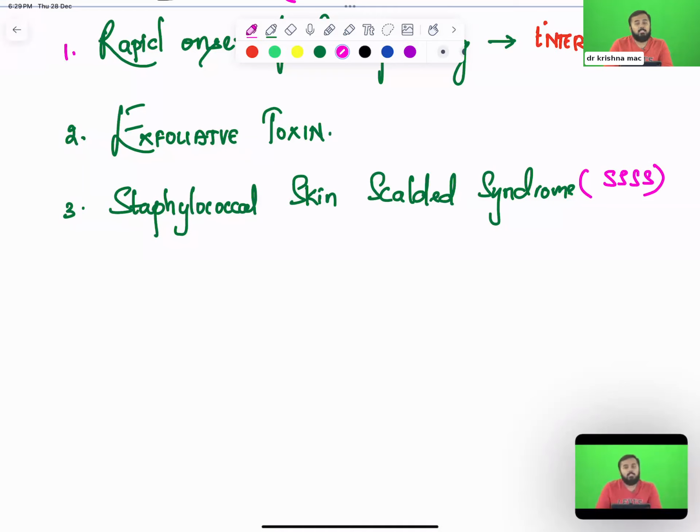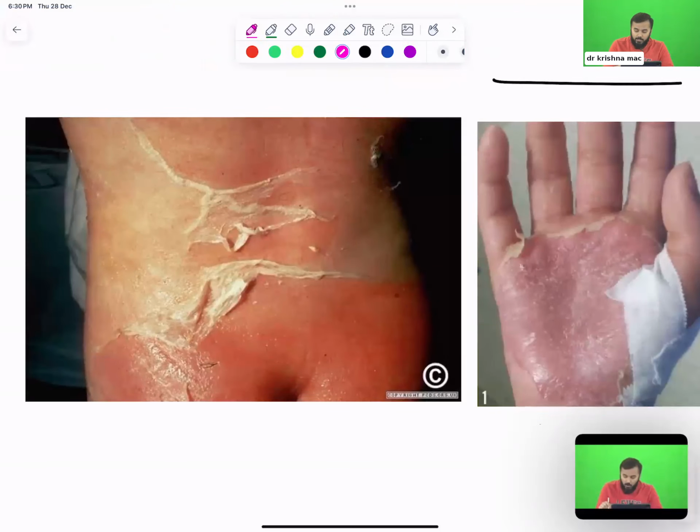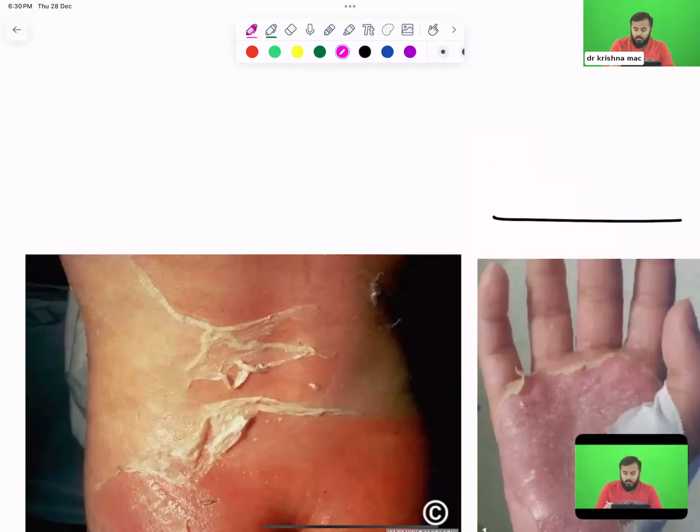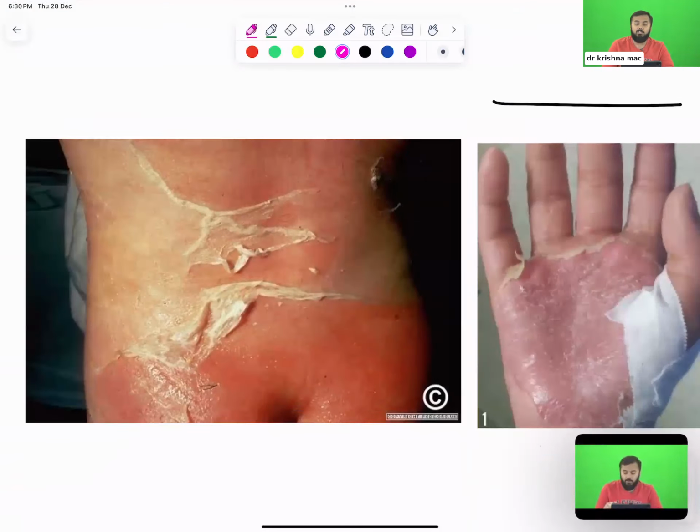In staphylococcal skin scalded syndrome, what is happening? Skin is going away in the form of layers. Why? Because a toxin is released. What is the name of the toxin? Exfoliative toxin. That causes this particular thing here. You see layers and layers of the skin. The complete epidermis is going away, right? This is called exfoliation. Whenever you see this picture, if they ask you what toxin, you have to tell exfoliative toxin. If they ask you what this condition is, you have to tell SSSS, staphylococcal skin scalded syndrome.